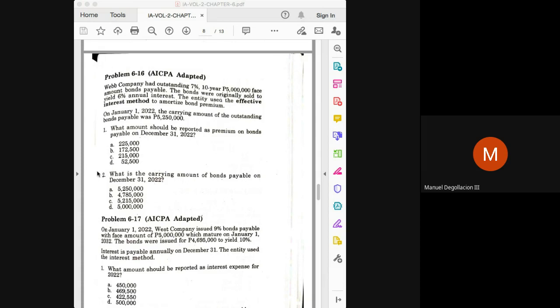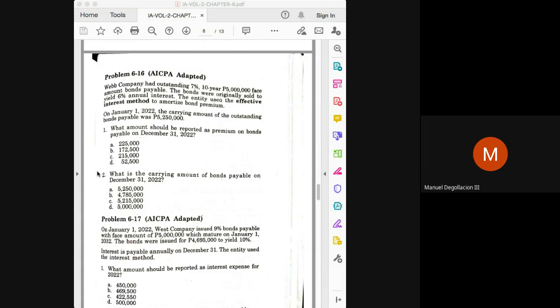To further expand the illustration for problem 6-16, I want us to proceed to December 2023, going beyond the questions that were only for the year 2022. The first question was how much was the interest expense. Let's compute the interest expense using the effective interest method for 2023. Again, interest expense is simply the previous carrying amount multiplied by the effective interest rate.